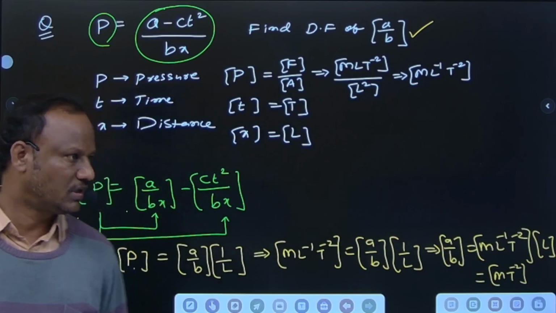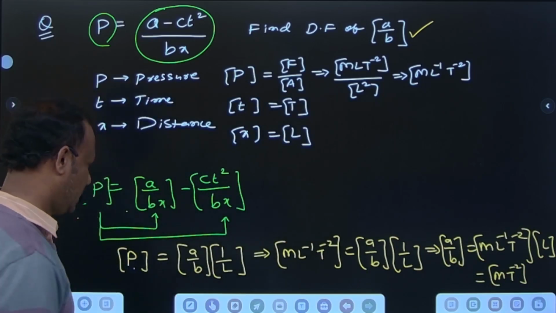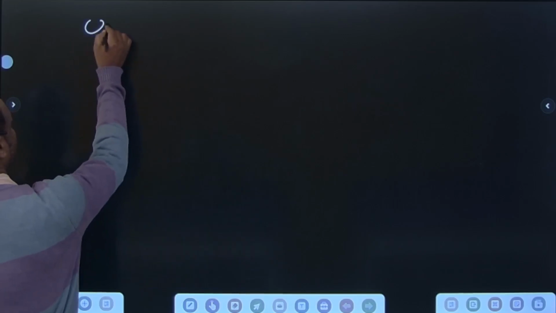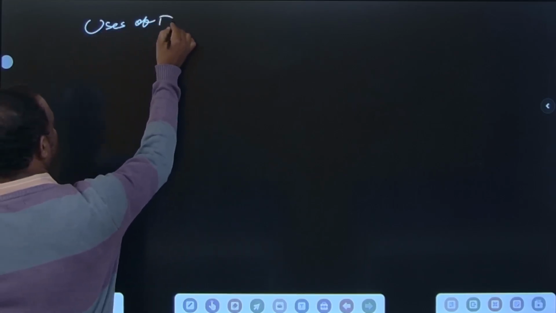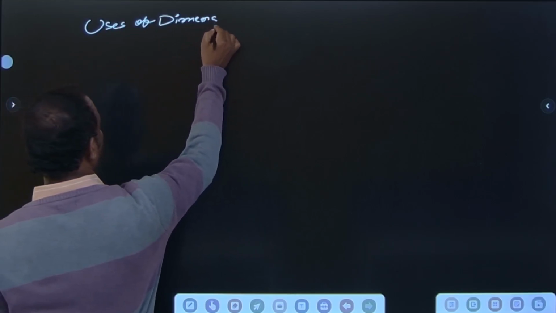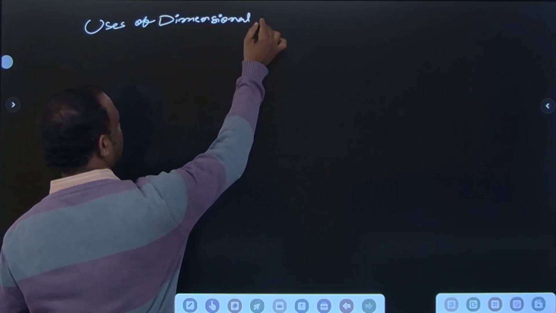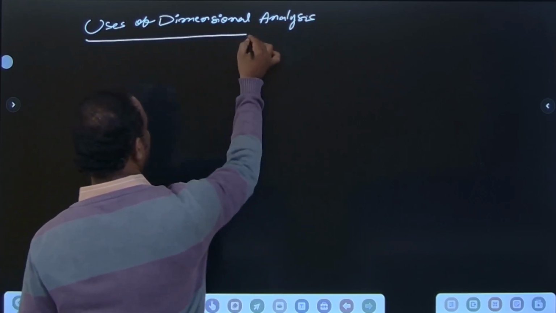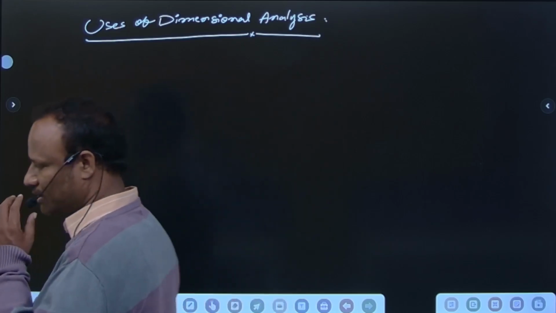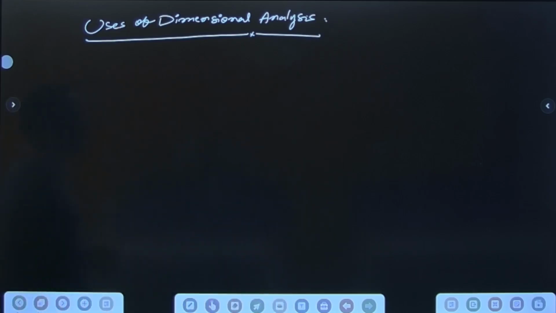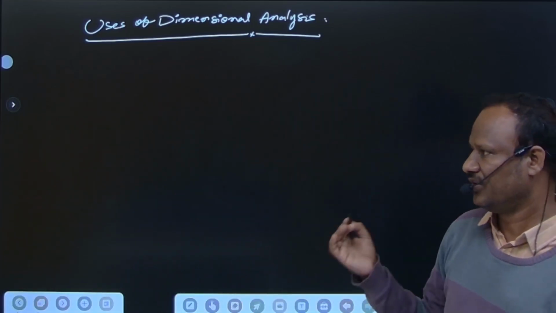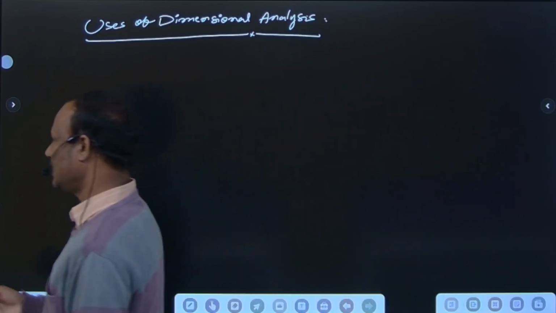So what are the uses of dimensional analysis? Let us discuss now the uses of dimensional analysis. First, we can check the correctness of an equation. We can convert one system of units into another system. We can find the relation between the physical quantities.